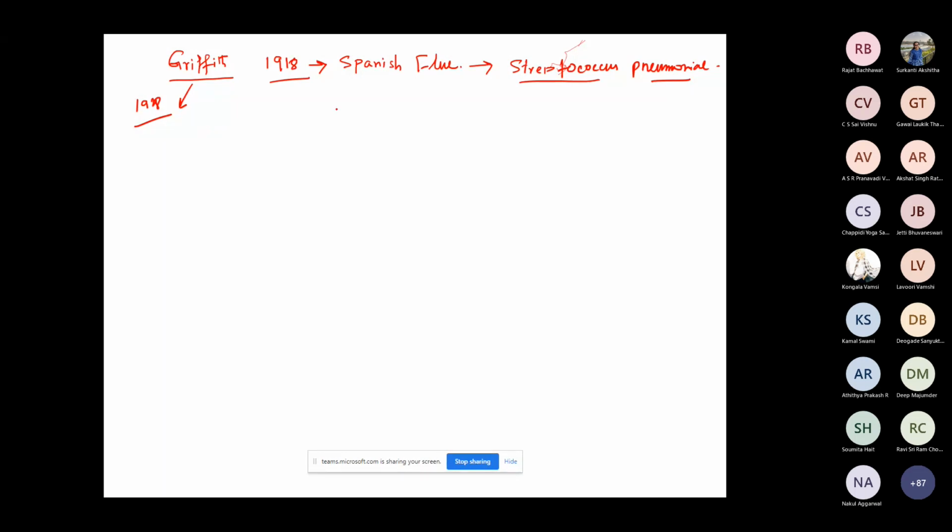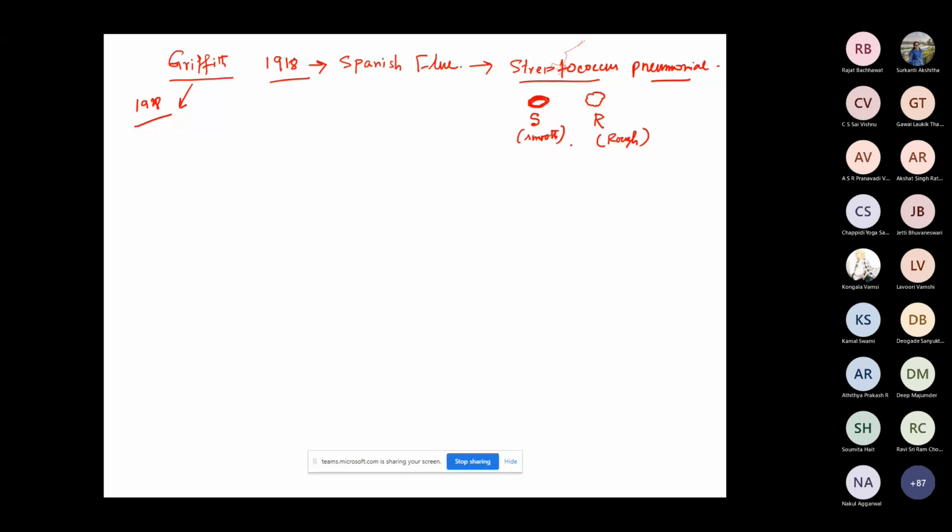I will explain what he did, but before that, you need to know that Streptococcus pneumoniae are bacteria, and there are two different types of this bacteria. One is the S strain of this bacteria, and the other one is the R strain. S stands for smooth surface, and R stands for rough surface, right? Smooth bacteria and rough surface bacteria.